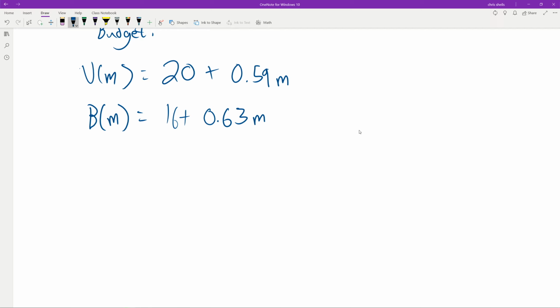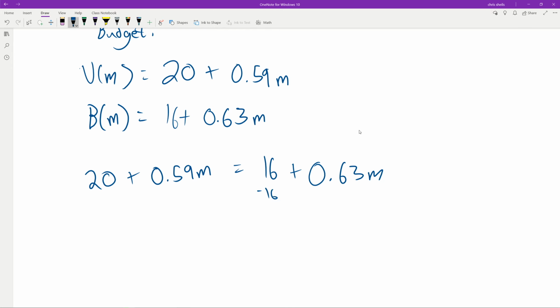There are a couple ways of doing this. We could graph this and find the point of intersection. I'll show us that in a second. The way I'm going to do it first is I'm going to just set these two equations equal to each other. So I'm setting U of M, which is 20 plus 0.59M, equal to 16 plus 0.63M, so equal to B of M. And let's solve.